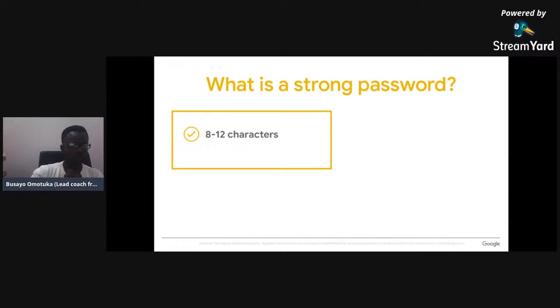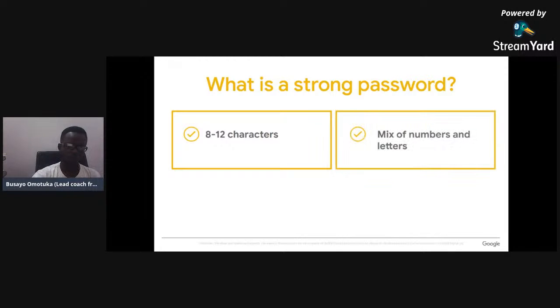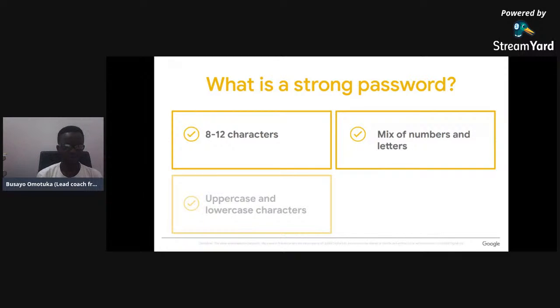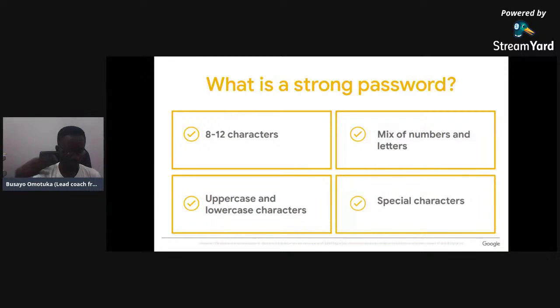A strong password must contain at least 8 to 12 characters. A strong password must be mixed with numbers and letters. A strong password must contain uppercase and lowercase characters. A strong password must have a special character, like the hashtag, the dollar sign, and so on and so forth.